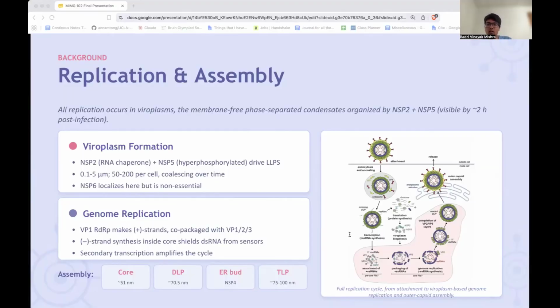Assembly goes core, then DLP with the VP6 layer, and ER budding mediated by NSP4, and finally the triple-layered particle gets VP7 and VP4 added. The diagram shows the whole cycle.